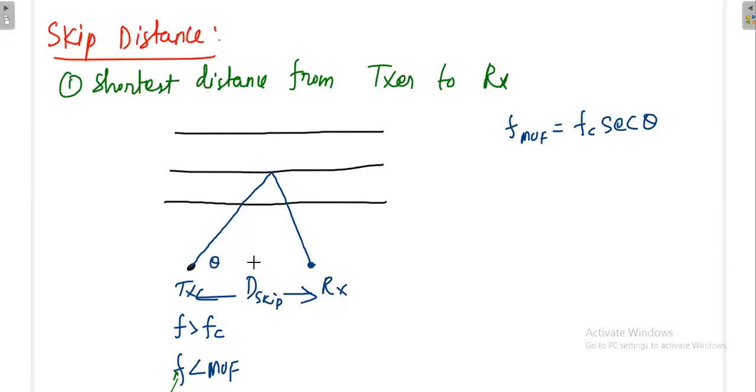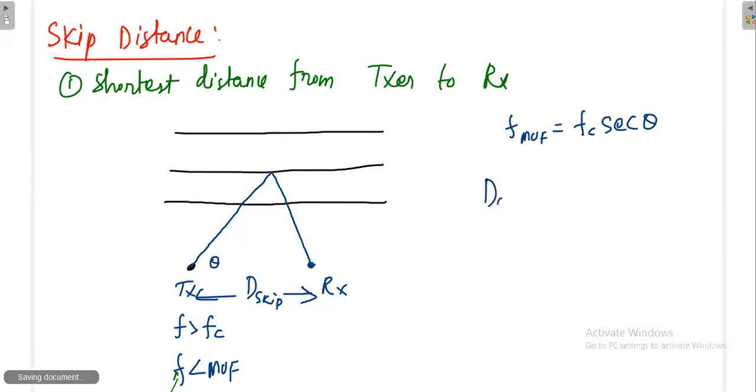Now my question is, suppose I want to decrease this distance. Somebody tell me, if I want to decrease this distance, the angle, do I have to increase or decrease it? I want to decrease d skip, because here I have mentioned the shortest, and I am trying to make it still shorter. If I want to reduce d skip, theta has to be increased or decreased?